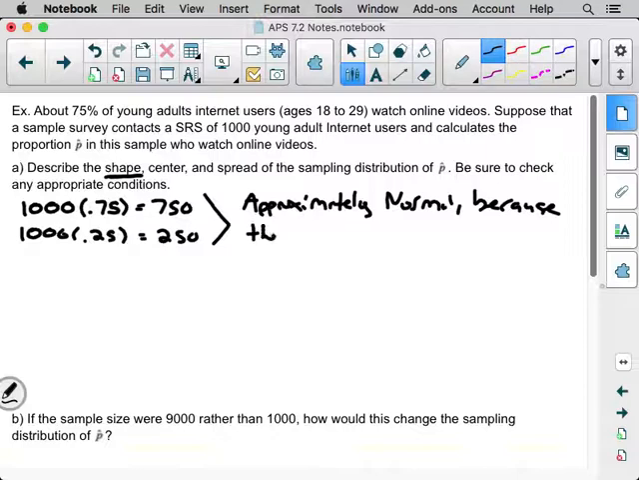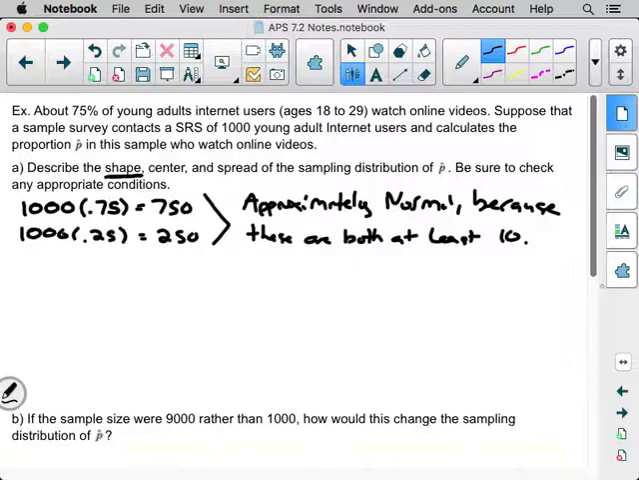Because these are both at least 10. Okay, you do have to give the reasoning. Just showing these 2 calculations actually doesn't count for them. They want to see that you've also checked, hey, I know they're both at least 10. That's what I was really looking for here.